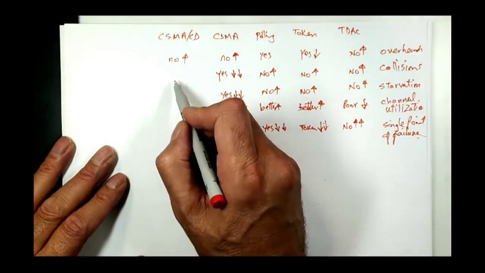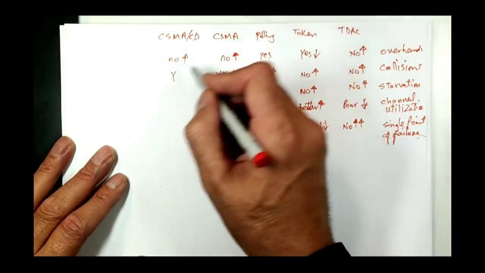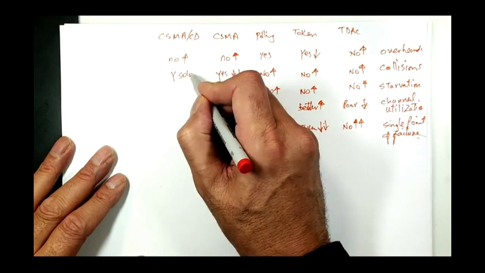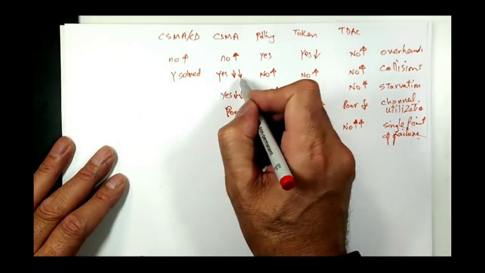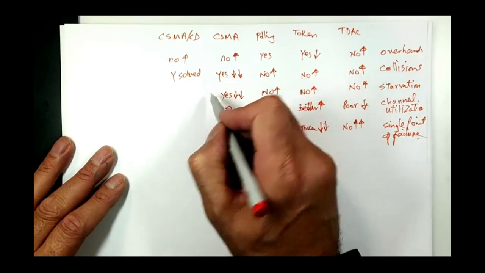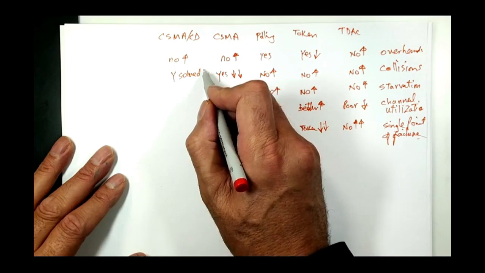Does it have collisions? Yes, it can. But this time we can deal with it and stop it immediately. So it's not as bad. It might be a little bit bad, but it's not as bad. We don't waste any time on it. So that's good enough.